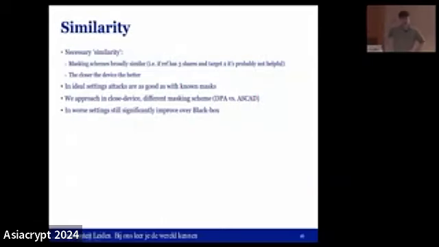So the similarity. The necessary similarity is quite vague still. For the masking schemes, we assume they are broadly similar. So essentially, if one target is implementing Boolean masking, then we want our reference device to also implement some kind of Boolean masking scheme. Although the DPA scheme is fairly different from the ASCII scheme, and it still works quite well. For the device similarity, the closer the device, the better. So when we have two 8-bit devices and the leakage is very strong in both devices, we see that the attacks become much, much better, and we really approach a white box setting.